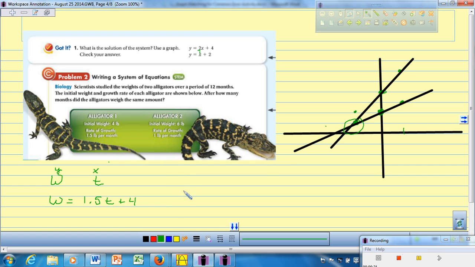And our second equation will be the weight is equal to what? Anybody see it? What's the weight per month? 1. So 1T plus how much did he weigh at the beginning? 6.